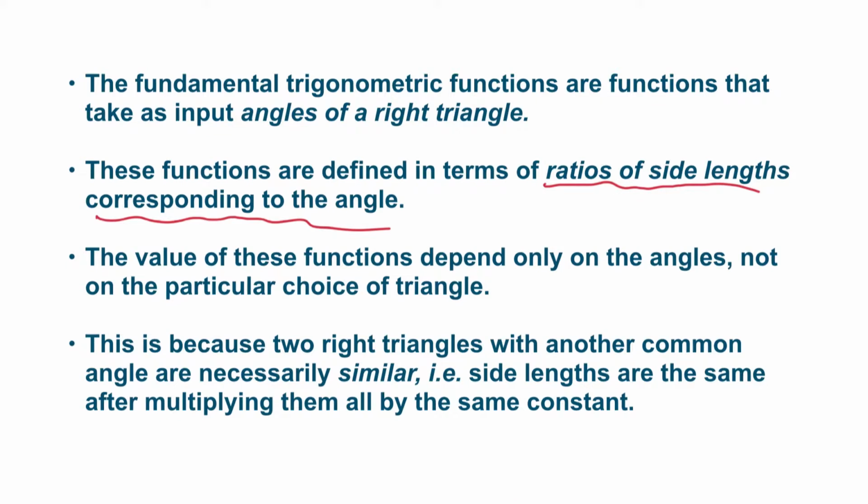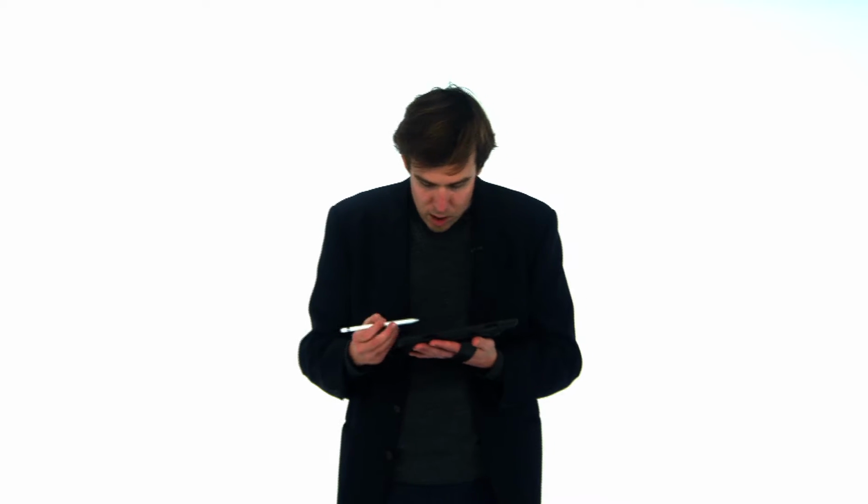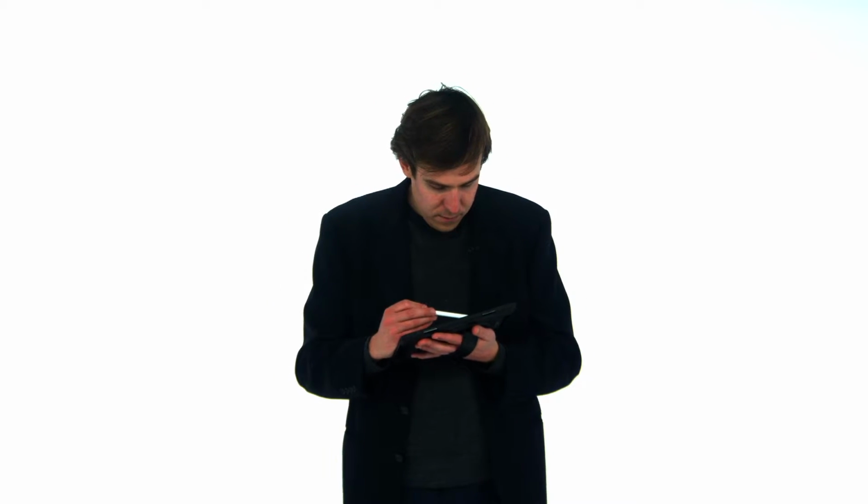The point is that for two right triangles with another common angle, they are automatically what are called similar triangles, which means they're the same up to some sort of scaling factor. So you can think similar triangles are the same after I've expanded it or contracted it. So the picture in your mind should be like this. So here I have a right triangle, and then I'm going to give one other angle, theta.